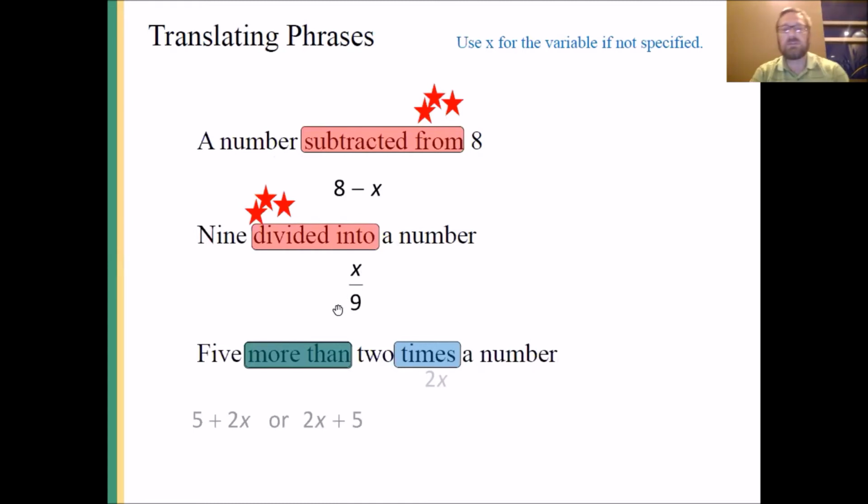5 more than 2 times a number, gets a little bit more complicated. Because it's addition, we could put it in either order because it's commutative. Remember, we learned commutative property of addition and multiplication, not subtraction and division. That's why you've got to have the right order on subtraction and division.